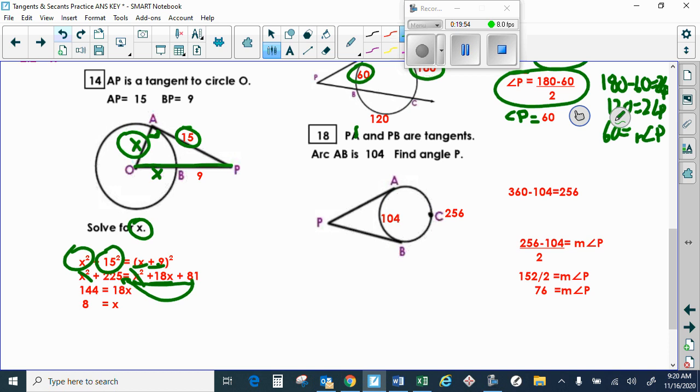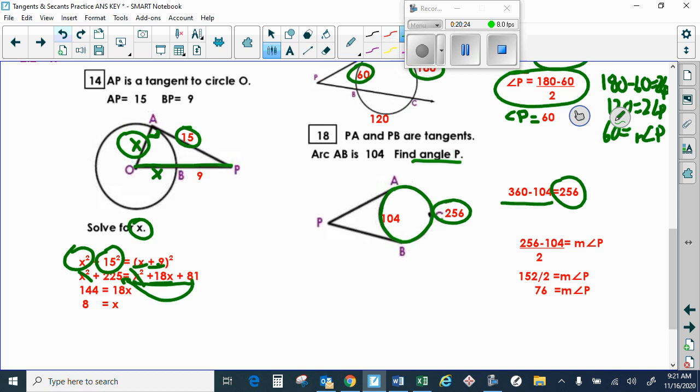All right, last. PA and PB are tangents. So again, this has to equal this if we're talking about lengthwise. But we're not talking about that. It says find angle P again. So again, arc AB is 104. Notice they don't tell me what the other is. But the other, ACB, is the rest of the entire circle. So I can get that one by doing 360 minus that 104. And that gives me 256 for this one.